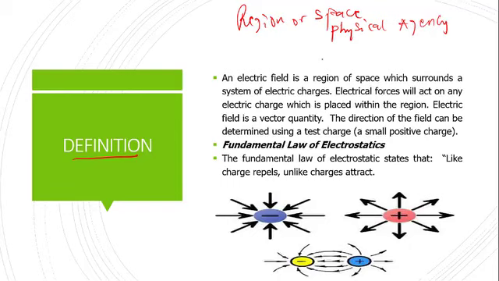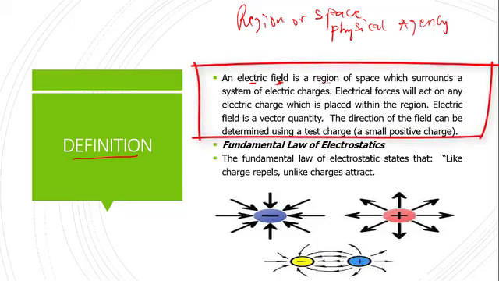Now let's talk about electricity or electric field. An electric field, put simply, is a region of space which surrounds a system of electric charges. Put simply, an electric field is a region of space under the influence of electricity. Electrical forces will act on any electric charge which is placed within this region.